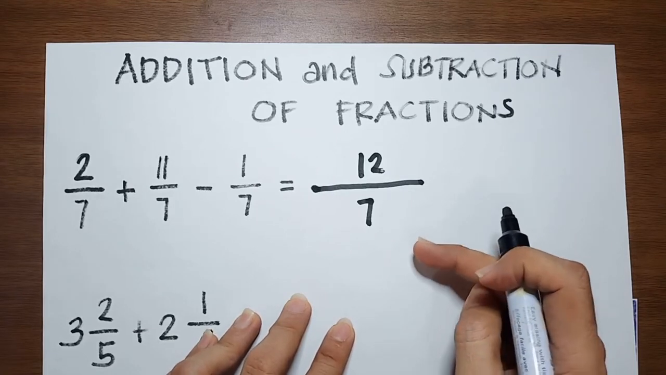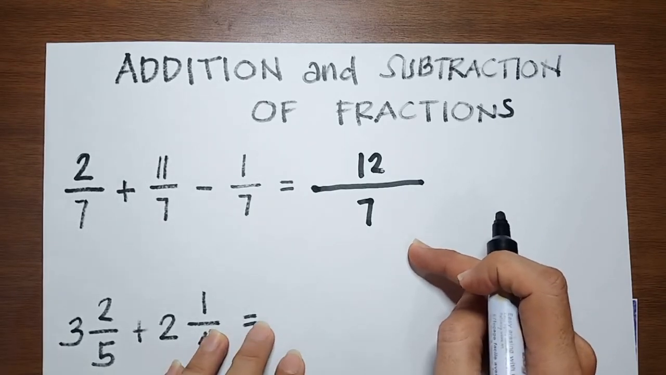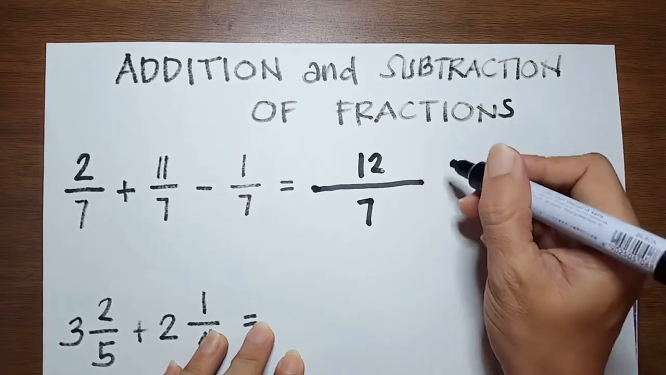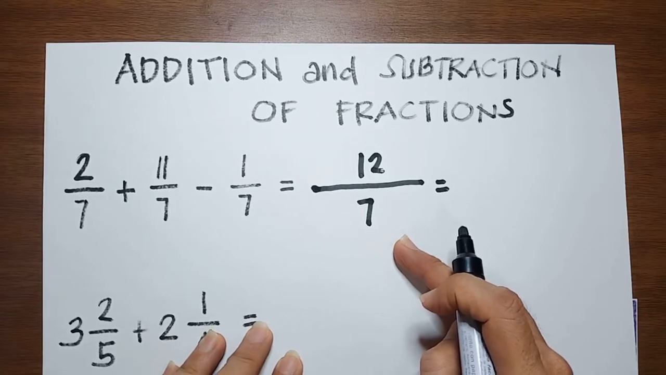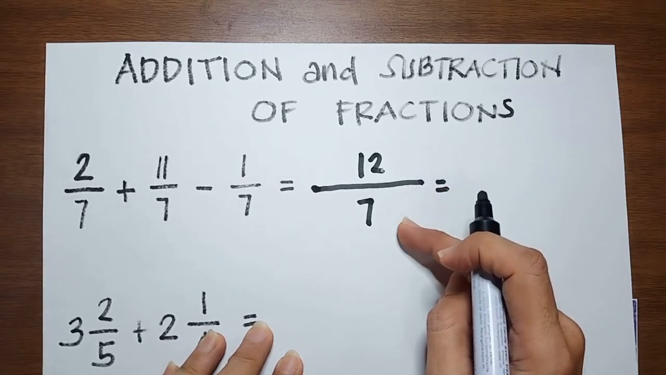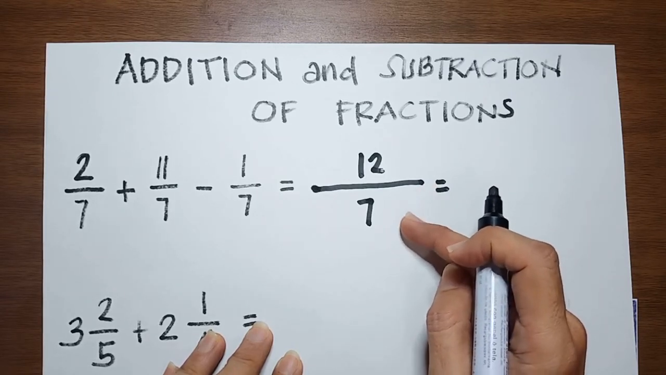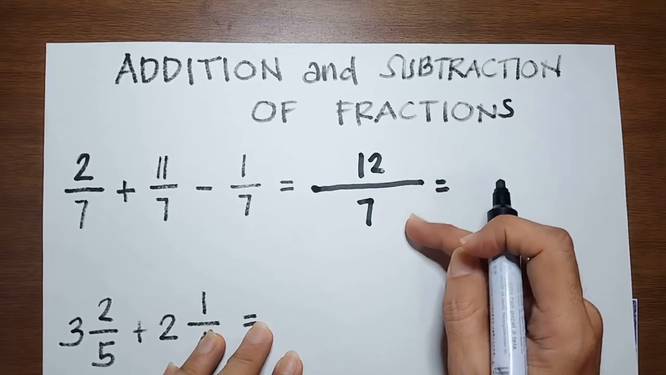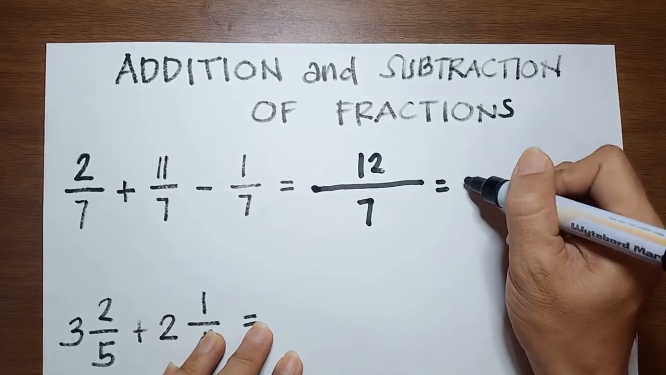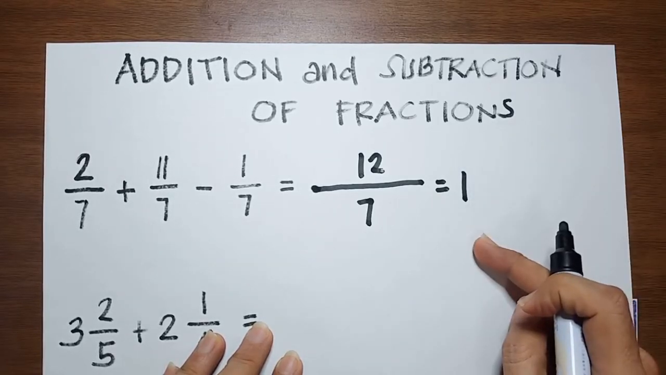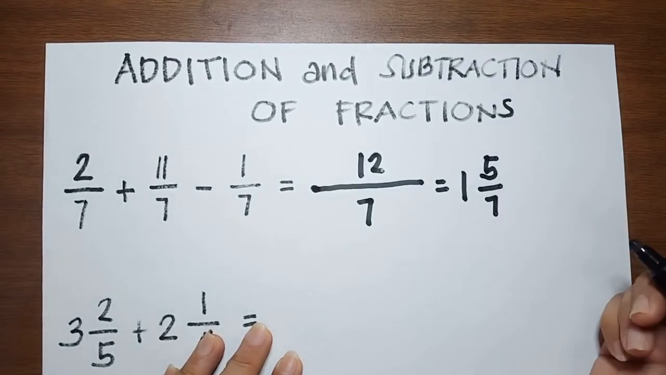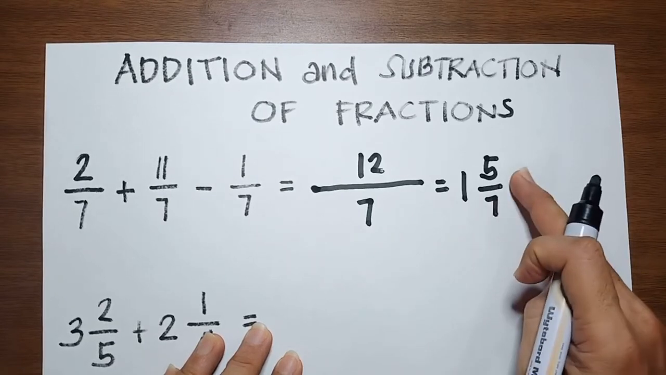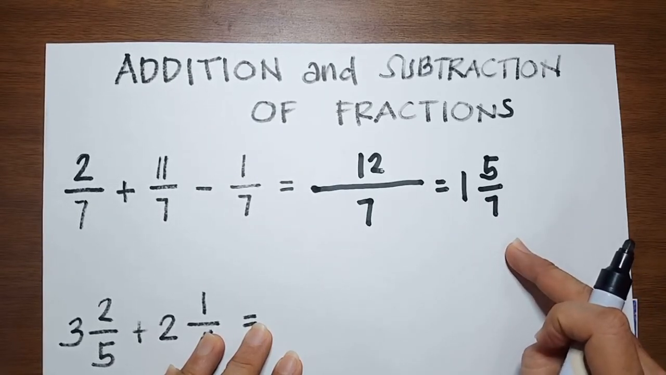Afterwards, we change this fraction. Since this is an improper fraction, the numerator is bigger than the denominator, we simply change this fraction into a mixed number. In changing this fraction into a mixed number, we simply divide 12 by 7. When we divide 12 by 7, we have 1, and the remainder is 5. Then we copy the denominator 7. So our answer is 1 and 5 over 7.